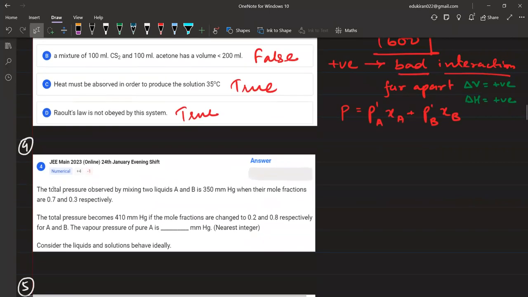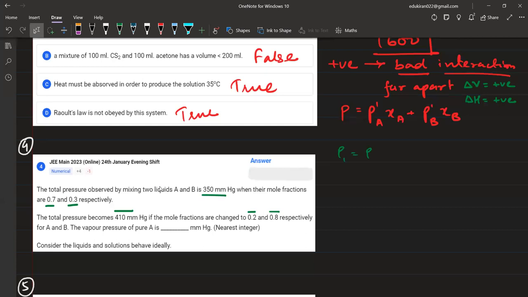Okay. Right. This question here. The total pressure observed by mixing two liquids A and B is 350 mmHg when their mole fractions are 0.7 and 0.3 respectively. The total pressure becomes 410 mmHg if the mole fractions are changed to 0.2 and 0.8 respectively for A and B. Then they have asked you the vapor pressure of pure A. They have given you two equations.